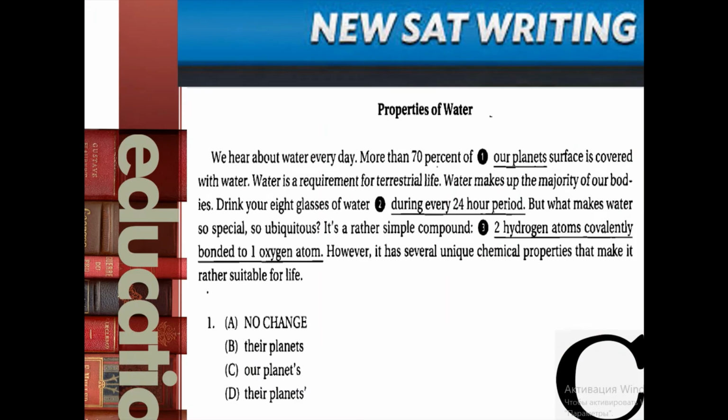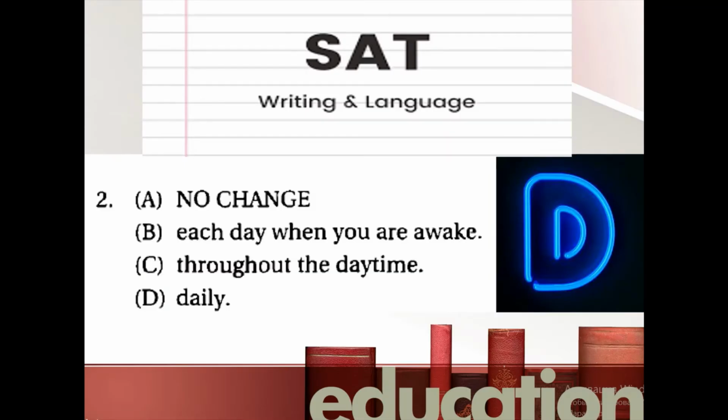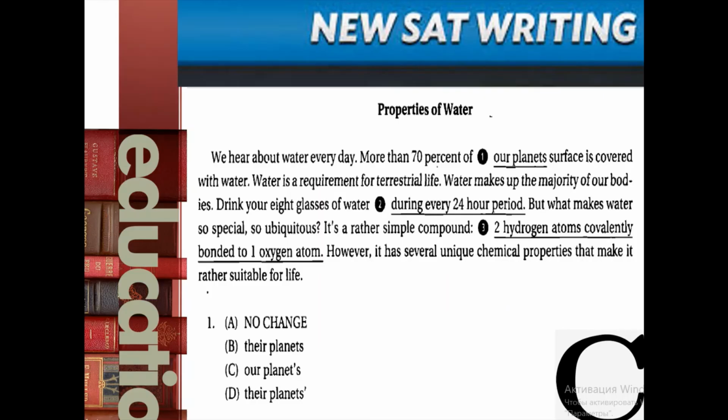The second question is about wordiness and description. You should consider which choice gives a clear idea without unnecessary wording. During every 24-hour period. Choice D is the correct one: daily. Why is it? Because it's very easy to get the best option. Because daily provides the same amount of information as during every 24-hour period.